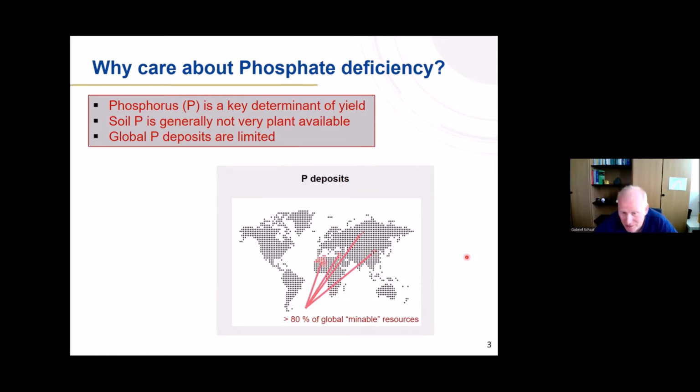Now a third reason why we should care about phosphate is that global P deposits are limited. 80% is shown in this graph. There's some controversy about how long these deposits might last for good mineable phosphate, between 100, maybe 300 years, but the deposits are basically concentrated. 80% of the global mineable resources are considered to be in West Sahara and Morocco, in Jordan, in China, and in Russia. This also creates maybe an unwanted dependency and some risk for food security at the end.